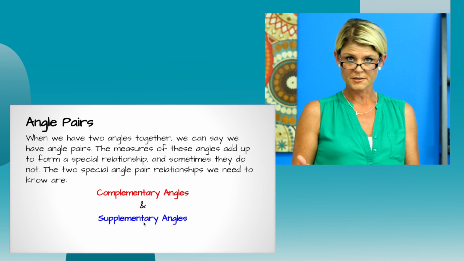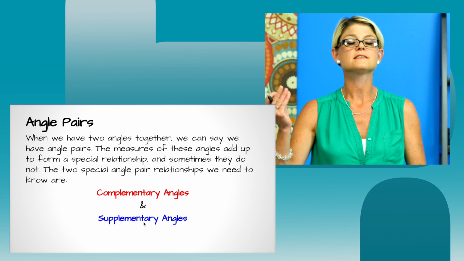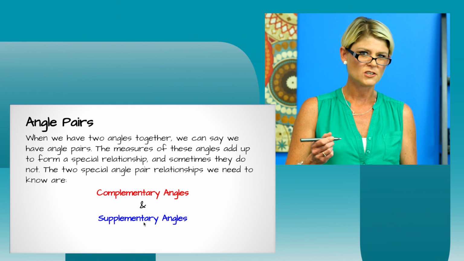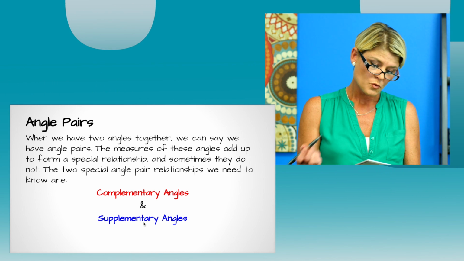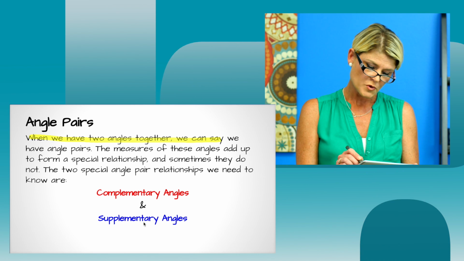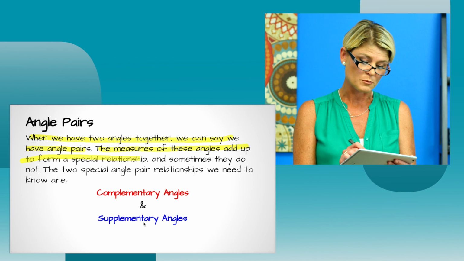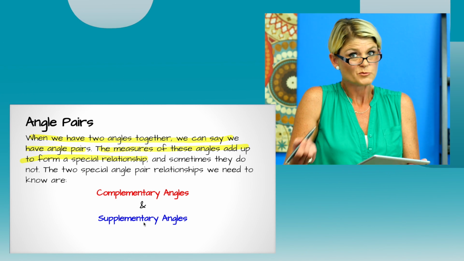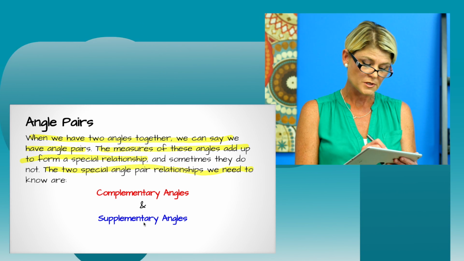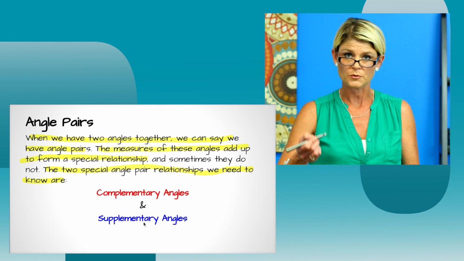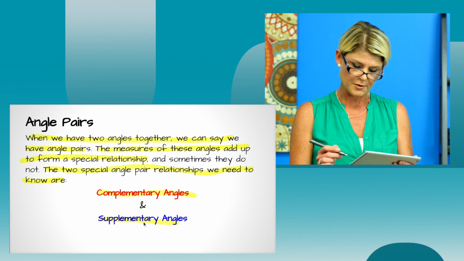Most of what we're going to be talking about today is angle pairs. Specifically, we're going to be talking about complementary and supplementary angles. Before I even explain what those are, what do I mean by angle pairs? Let's read. When we have two angles together, we can say we have angle pairs. The measures of these angles add up to form a special relationship sometimes, and sometimes they don't. But there are two special angle pair relationships that we need to know about, and they are called complementary angles and supplementary angles.